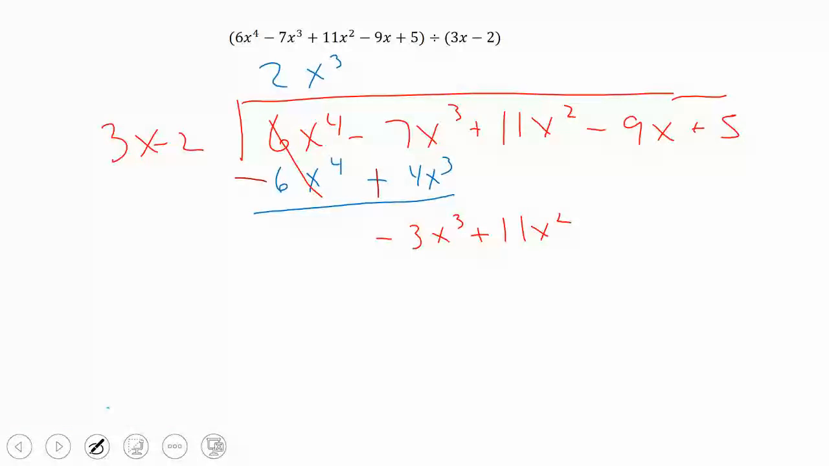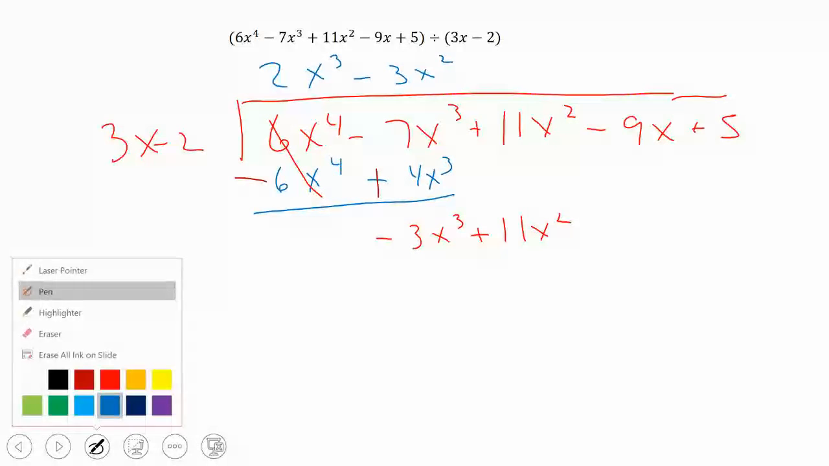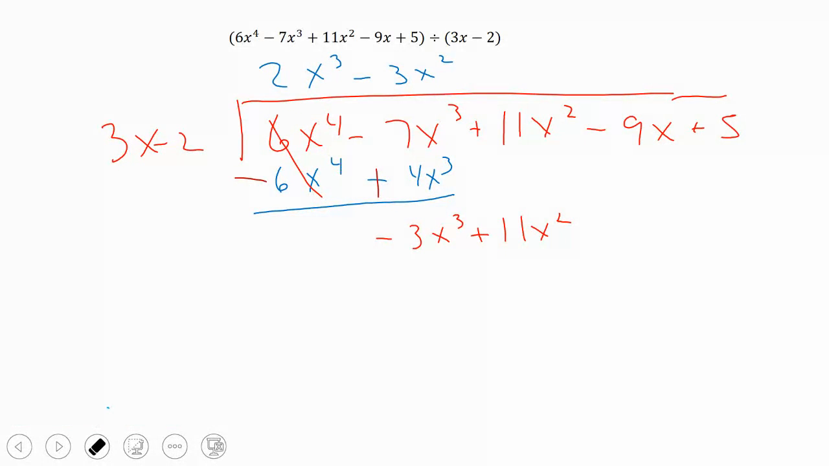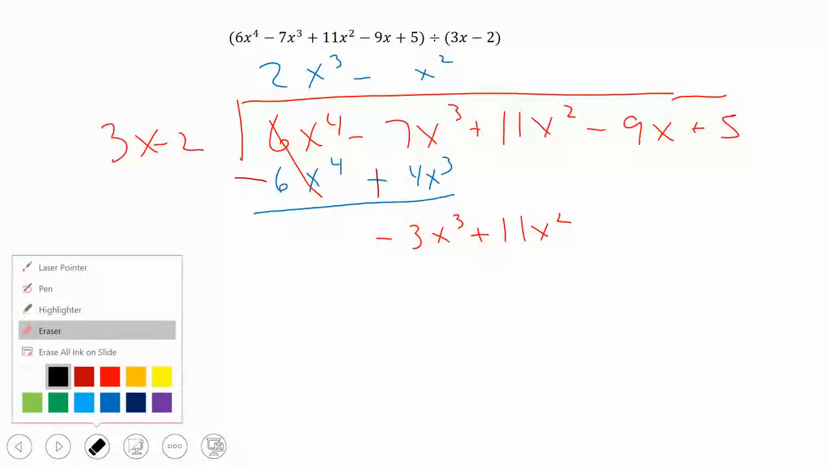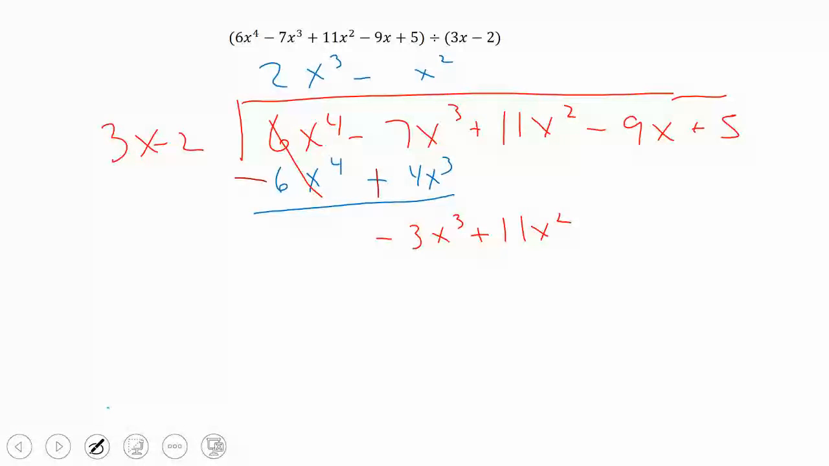And then we say, well, let's see what we got now. 3x goes into negative 3x to the third, negative 3x squared times. It's one power less, but the 3 is already there. Or wait, what am I doing? I already got the 3. So 3x goes into negative 3x to the third, negative x squared times, sorry. So then we multiply negative x squared times there, and we get negative 3x to the third. Negative x squared times minus 2 is positive 2x squared.